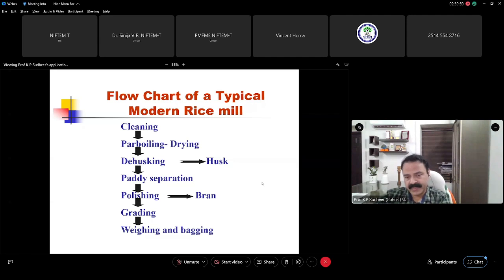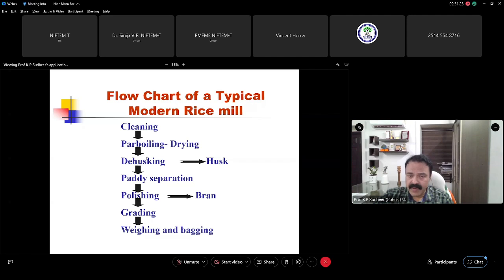Only in the South Indian belt, actually, we are using parboiling. The cleaned paddy will be parboiled. Parboiling itself is a hydrothermal treatment. There are soaking, steaming, and drying processes involved in the parboiling. We will explain those things later, and also the machineries involved in those processes, we will discuss later.